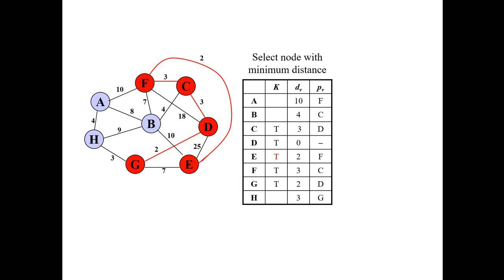Select node with minimum distance. What is the next one? So after, you can see now the updated distance between F and E. What is this distance? That is 2. Distance between E and F is 2. This is the minimum distance. Now the distance between G and D is also 2. So update the distances of adjacent nodes that are unselected nodes.